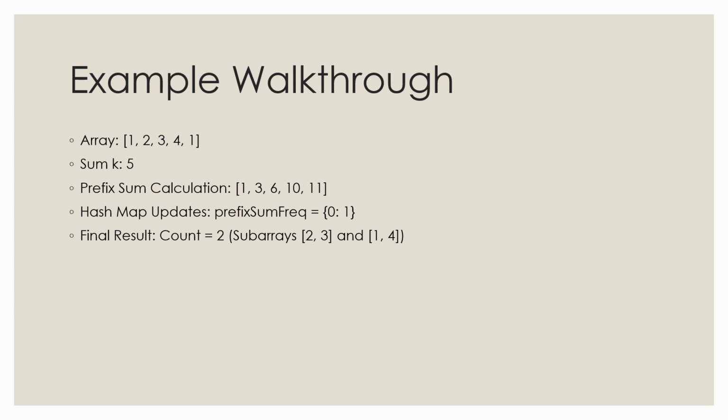Let's walk through an example to see how the algorithm works. Consider the array containing the elements 1, 2, 3, 4, 1 and the sum k equals 5. The prefix sums we calculate as we move through the array are 1, 3, 6, 10, 11. We also update the hash map as we go. When we check the sum 5, we find that current sum minus k equals 0 exists in the map, meaning we have found a valid subarray 2, 3. In total, there are two subarrays 2, 3 and 1, 4, both of which sum to 5.